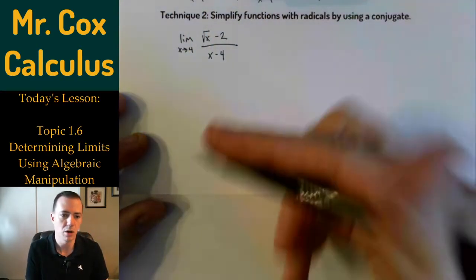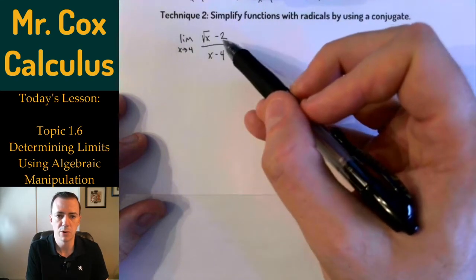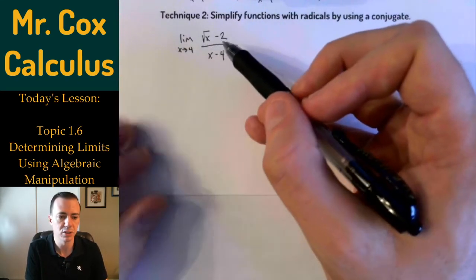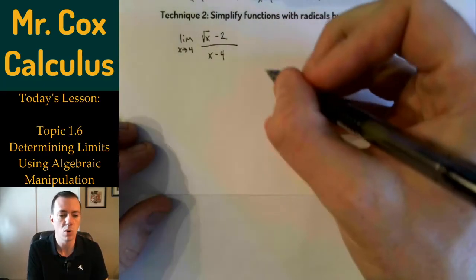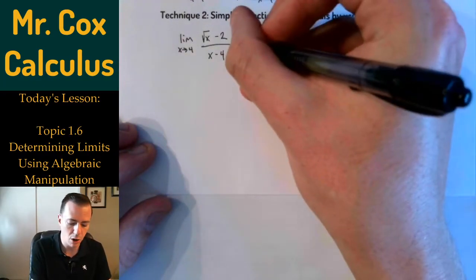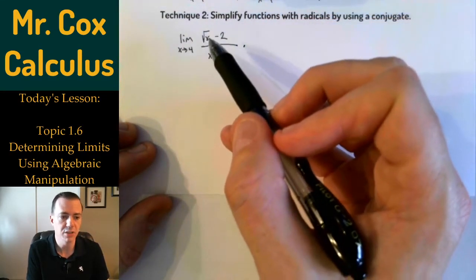And again, we should always look to see what direct substitution yields us. We get the square root of 4 minus 2, that's 2 minus 2, which is 0, over 4 minus 4. So again, we get this indeterminate form of 0 divided by 0. So we can multiply by the conjugate, or using the conjugate.